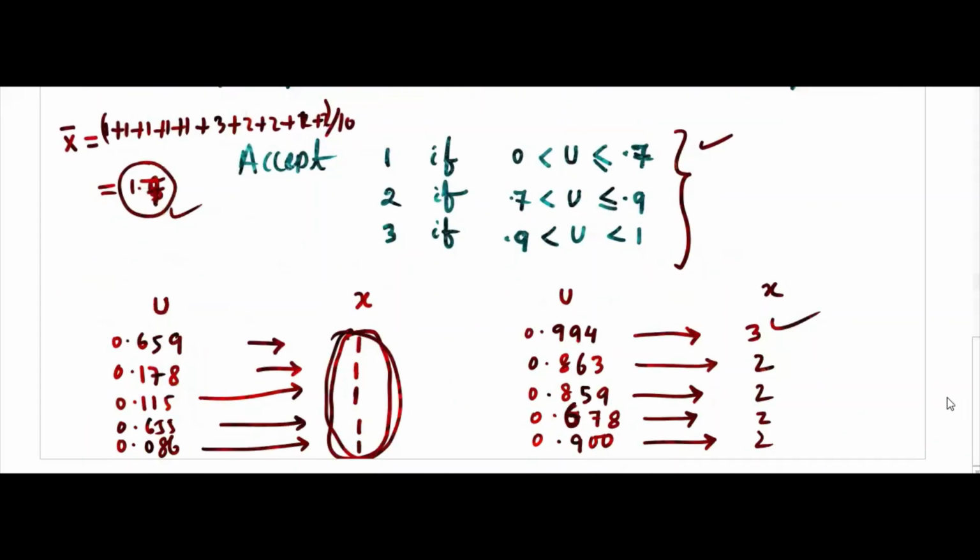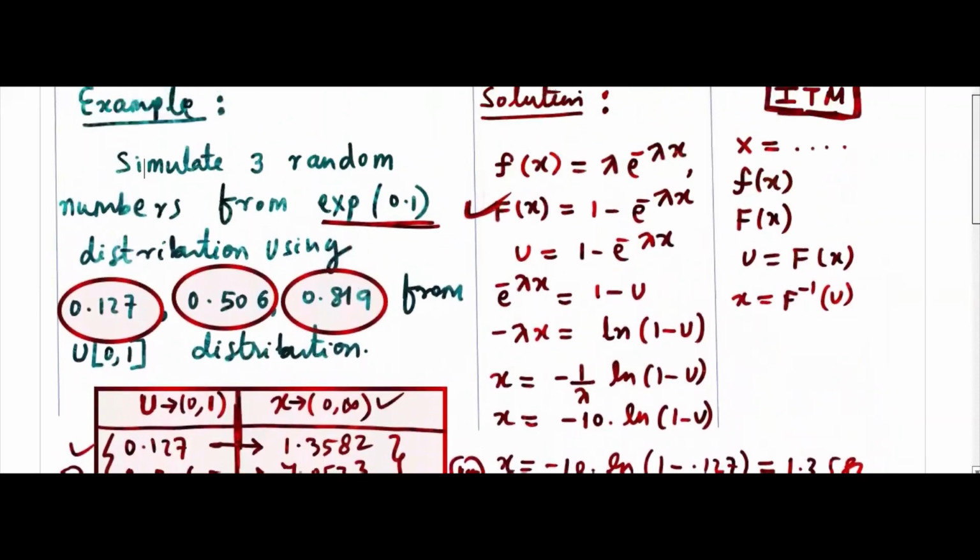Again, if you take samples many times and find sample means, the mean of those means will be equal to the population mean. That is the central limit theorem. Again, I am not going into that. So this is about simulation. Okay, that's all.